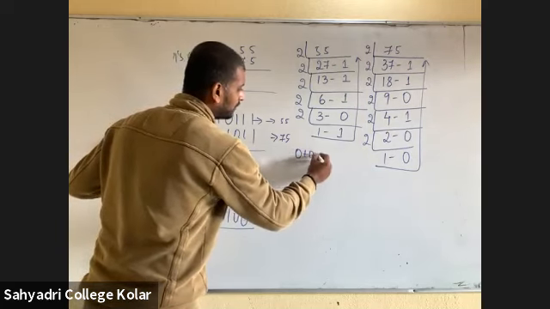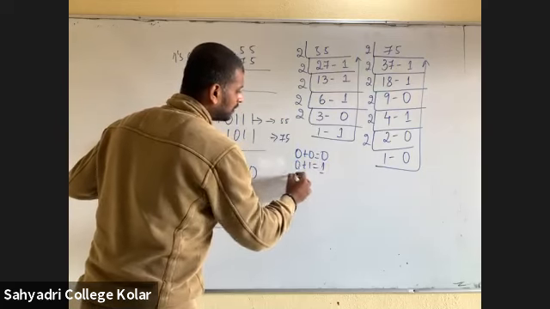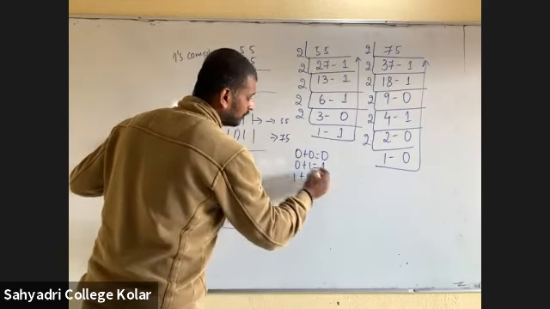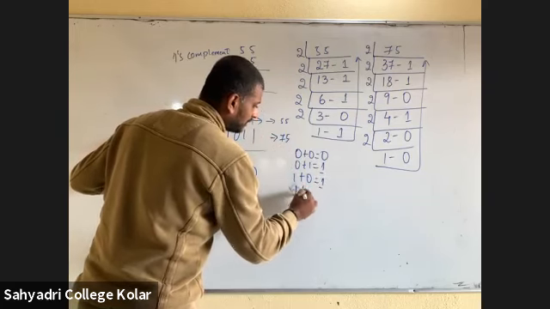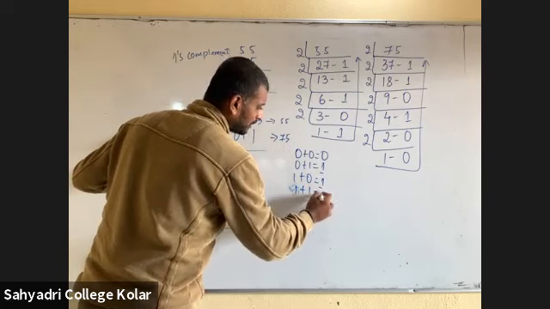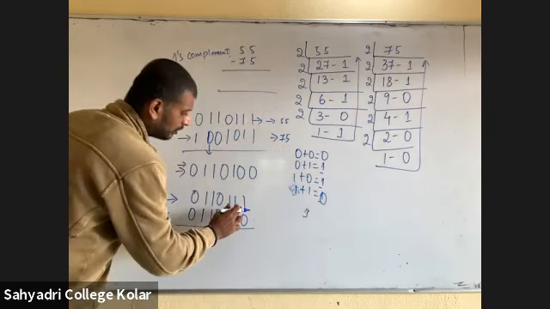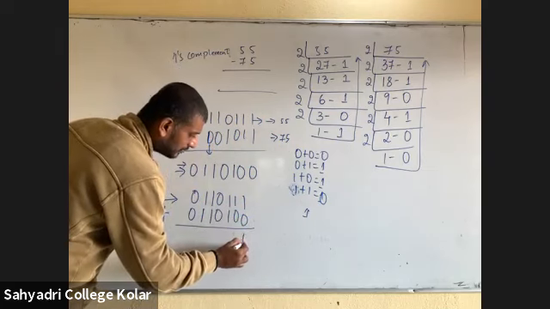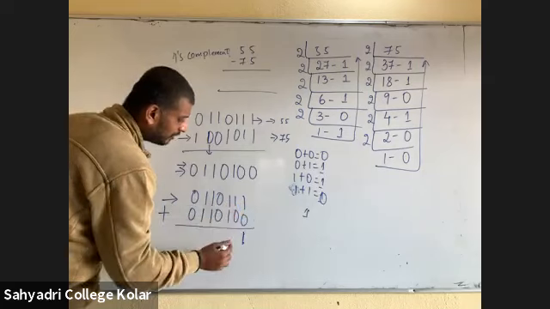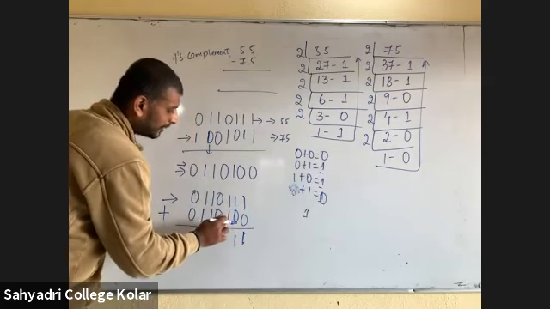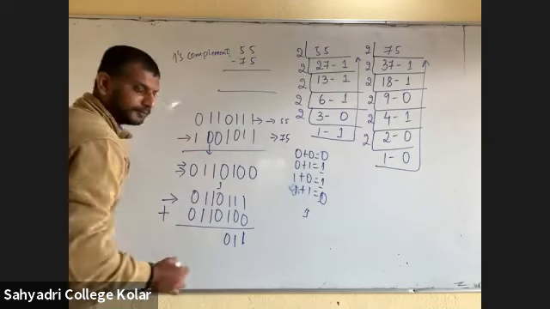0 plus 0 is equal to 0. 0 plus 1 is equal to 1. 1 plus 0 is equal to 1. 1 plus 1 will be equal to 0 and 1 will be carried over. So 1 plus 1 is nothing but 1. 1 plus 0 is nothing but 1. Again 1 plus 0 is nothing but 1. 1 plus 1 is nothing but 0. 1 will be carried over.